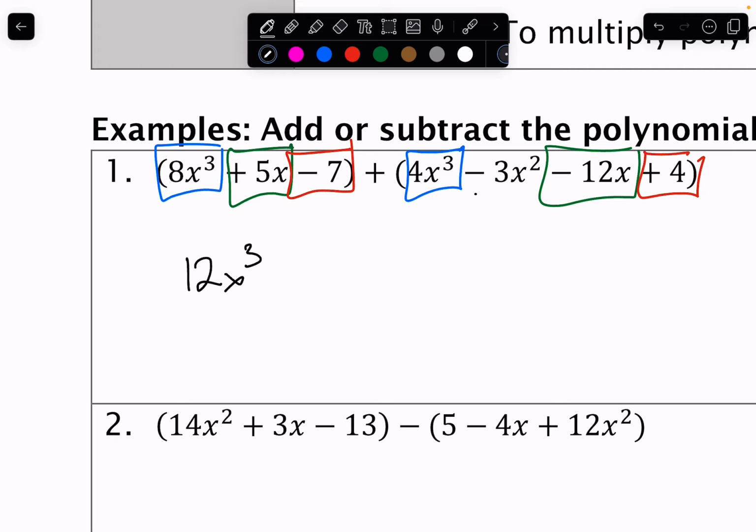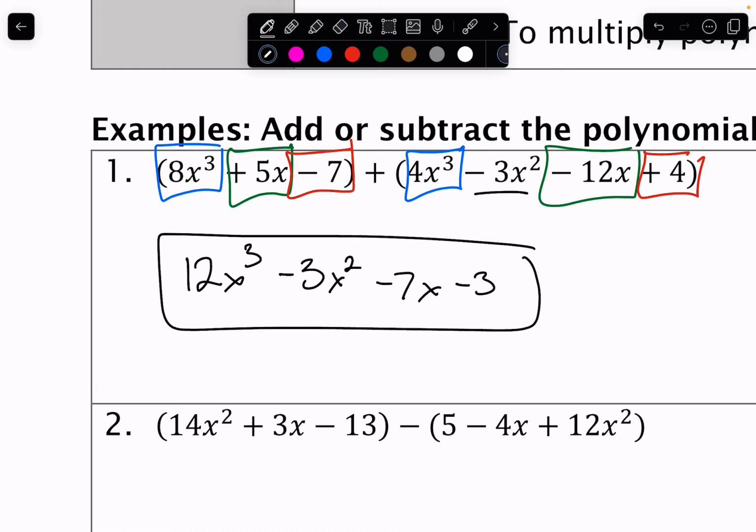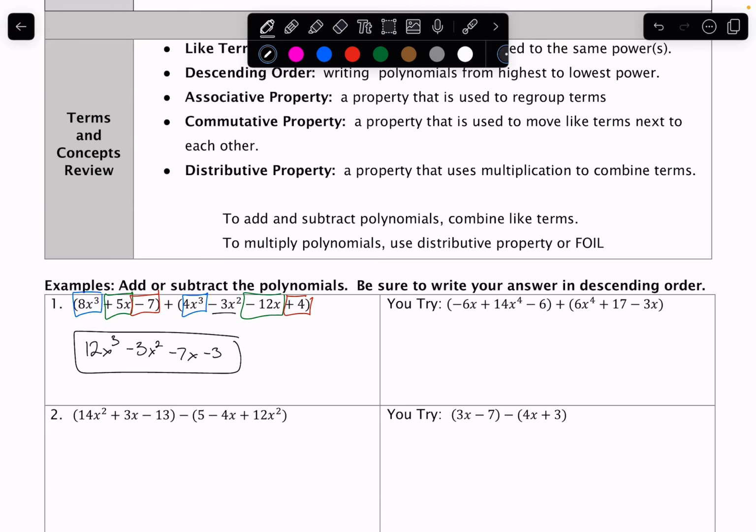Now, this negative 3x squared doesn't have any like terms, so it's just going to stay by itself. Then I've got negative 12 plus 5, and I get negative 7x, and negative 7 plus 4, I get negative 3. All right, and then go ahead, pause the video, and give the you try next to it a shot. It's very similar.